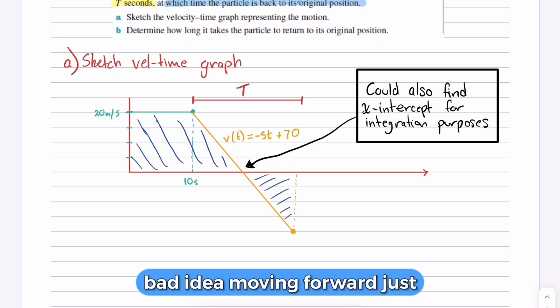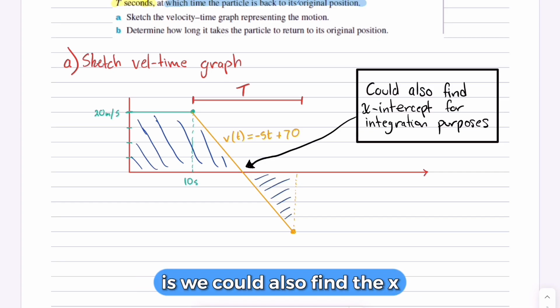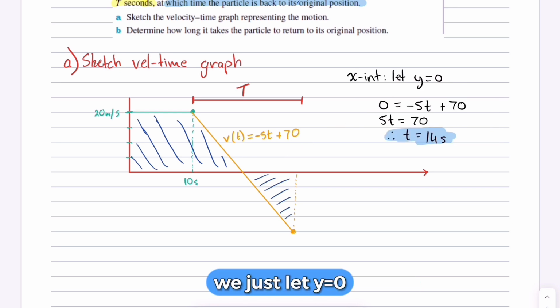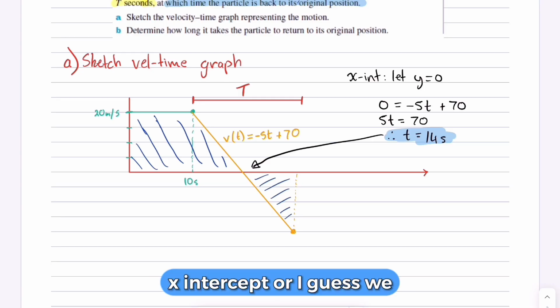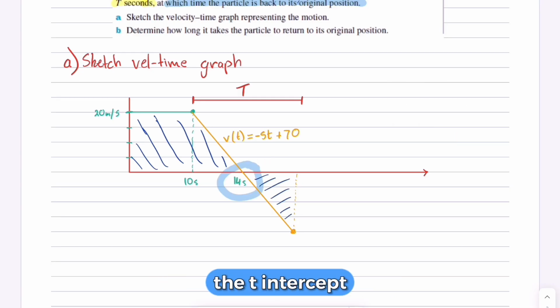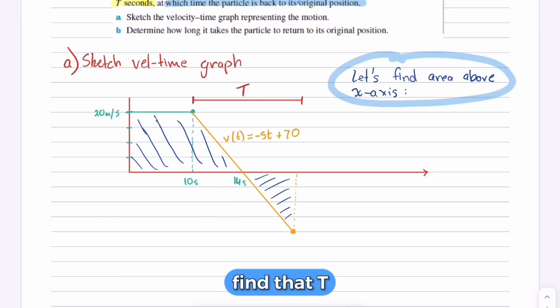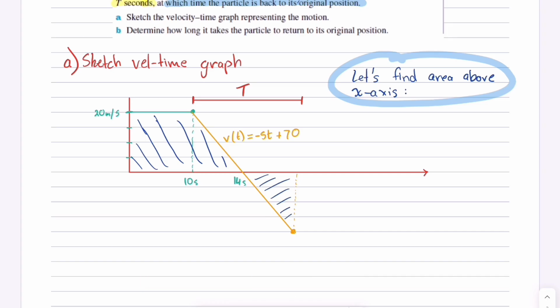What also wouldn't be a bad idea moving forward is to find the x-intercept, once again for integration purposes. To find the x-intercept of any function, we just let y equal 0, which is what I've done here. Not going to talk through the maths too much, but we find that t is equal to 14 seconds. So that's the x-intercept, or I guess the t-intercept. Now what's really going to help us to find that capital T is to find the area above the x-axis, because we've got all the information we need now to do that.